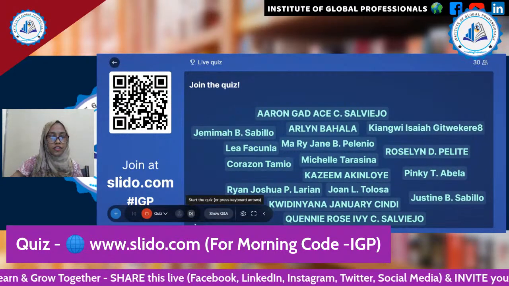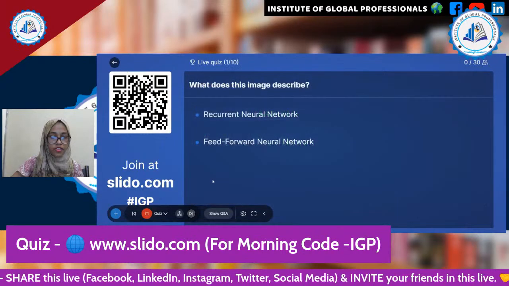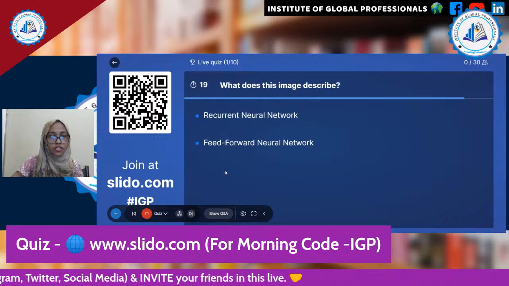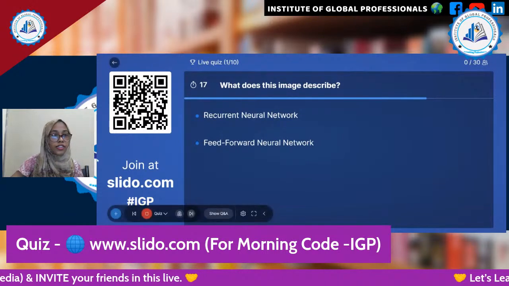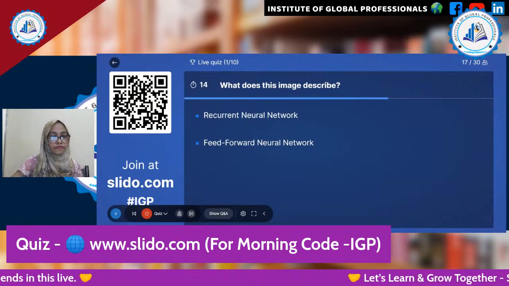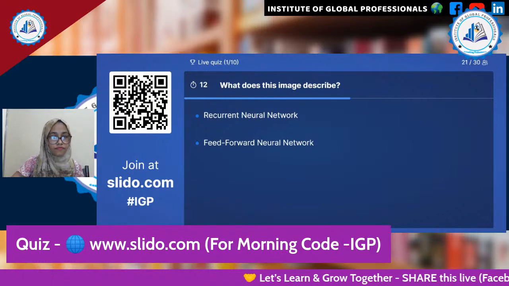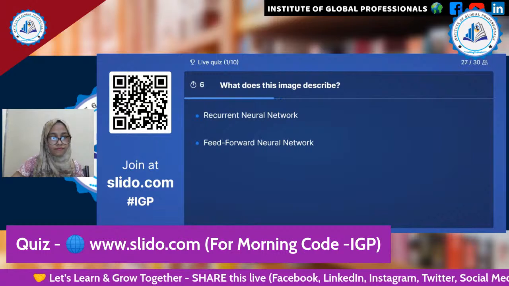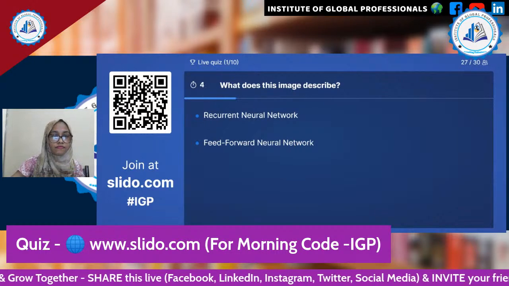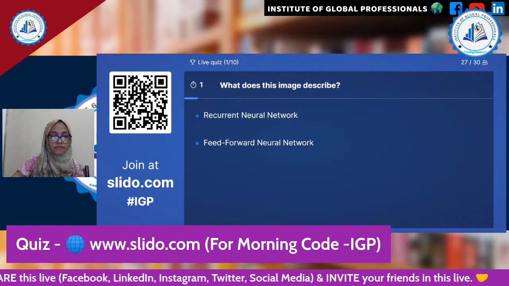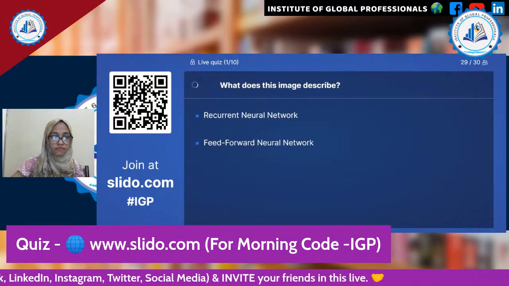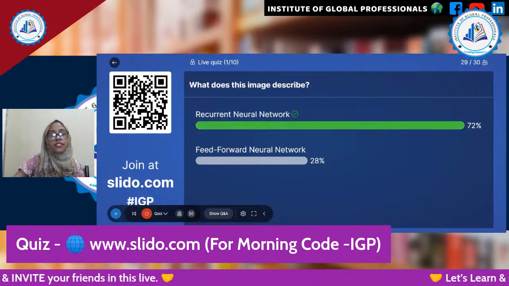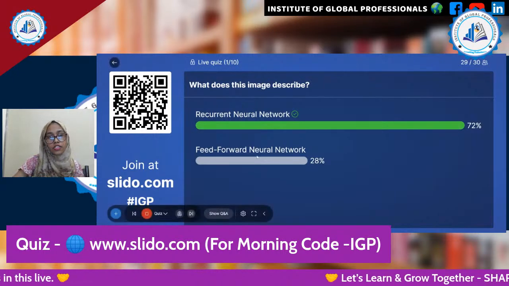Now we will start our quiz competition. First question. What does this image describe? First option, recurrent neural network. Second option, feed forward neural network. The correct answer is first option, recurrent neural network.